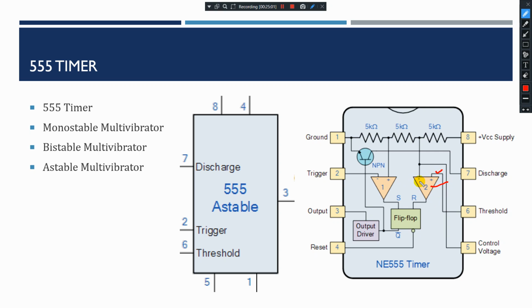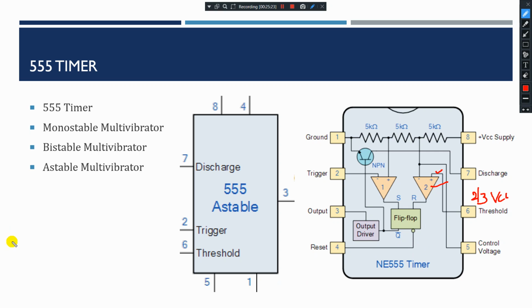You can see it now, it's not connected to negative, it is connected to positive pin. This pin is used to reset the flip-flop when the voltage applied to it exceeds 2/3. So why do we use this? If the voltage exceeds 2/3 of VCC, I'm going to reset my flip-flop, causing the output to go from high to low.